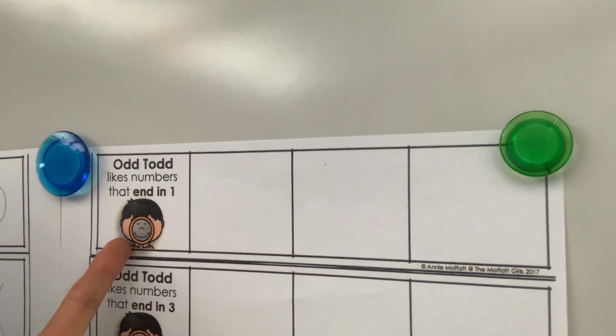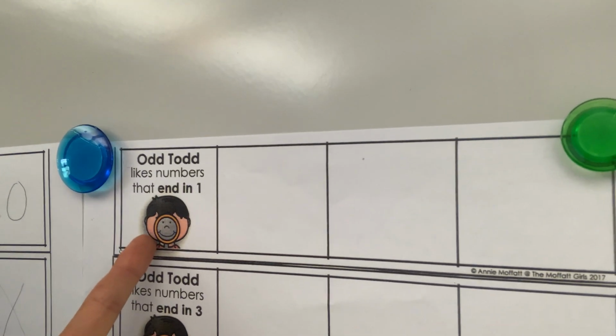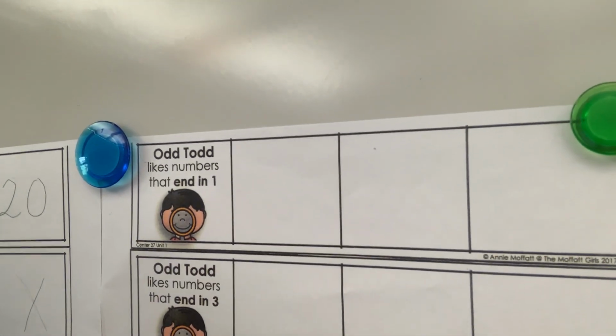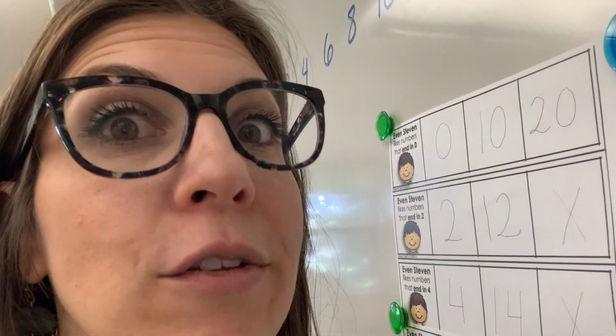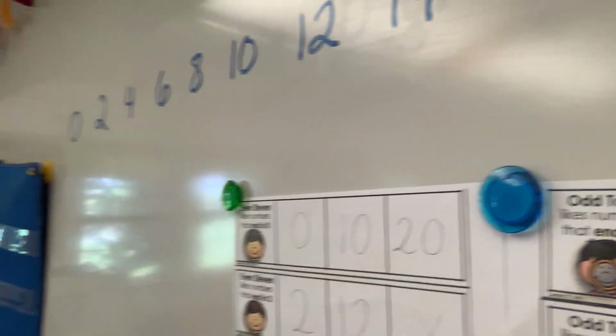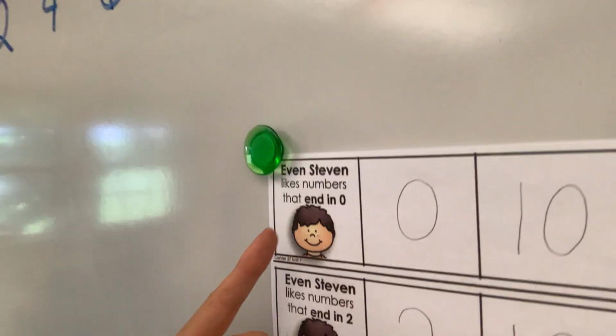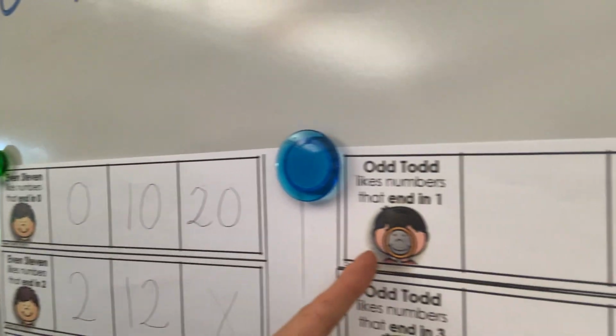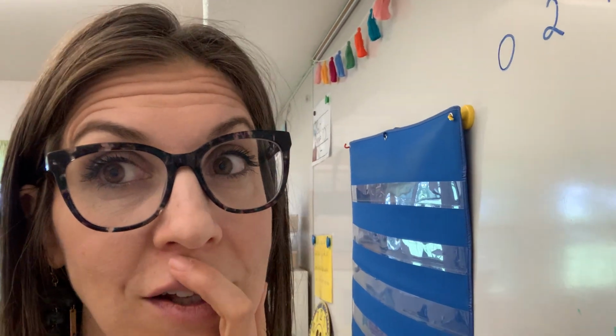And so now I'm going to talk to you about this little guy right there. Do you know what his name is? His name is Odd Todd. Can you say Odd Todd? Yeah, that's his name, Odd Todd. And he does not like even numbers. Only this guy likes them, only Even Steven. Odd Todd likes the odd numbers. Now, what are odd numbers, would you say? Do you know which ones are odd numbers?